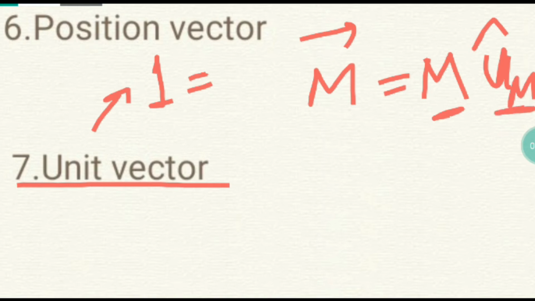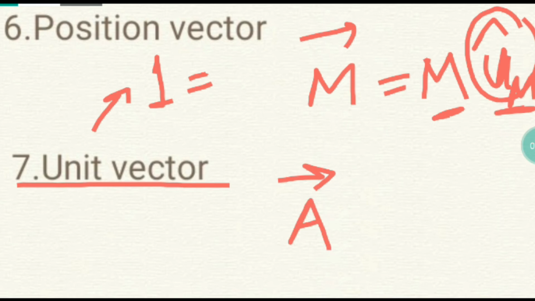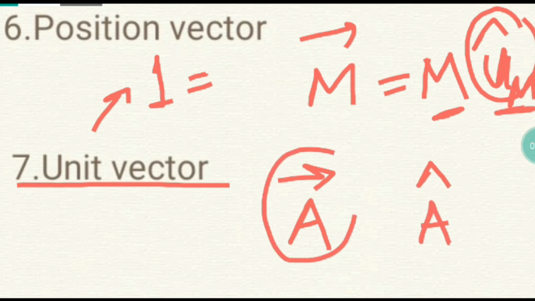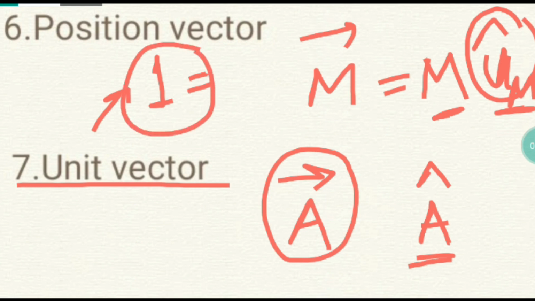Every unit vector is represented by a cap on the head. In general, vectors are written with an arrow overhead like vector A, but unit vectors are written with a cap overhead. Suppose A. This is in general a vector. This can have any magnitude like 1, 2, 1000, -4, -17. But this A cap will only have magnitude equal to 1. So this is called a unit vector.